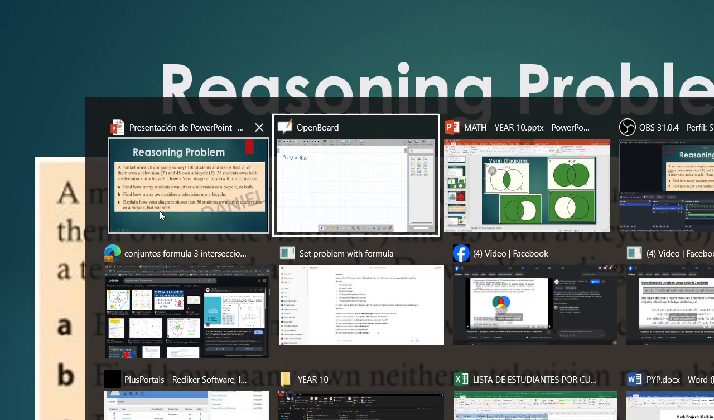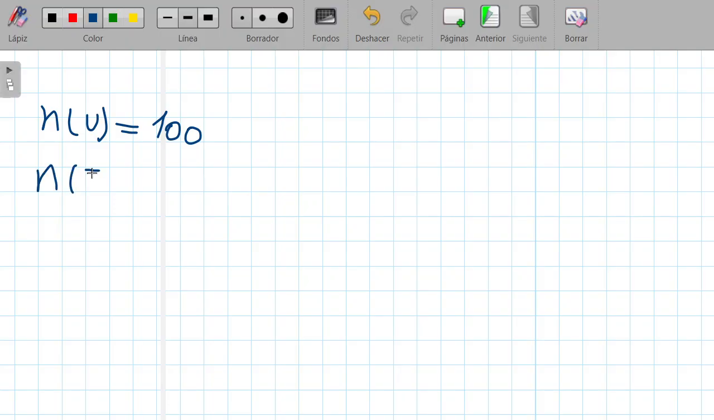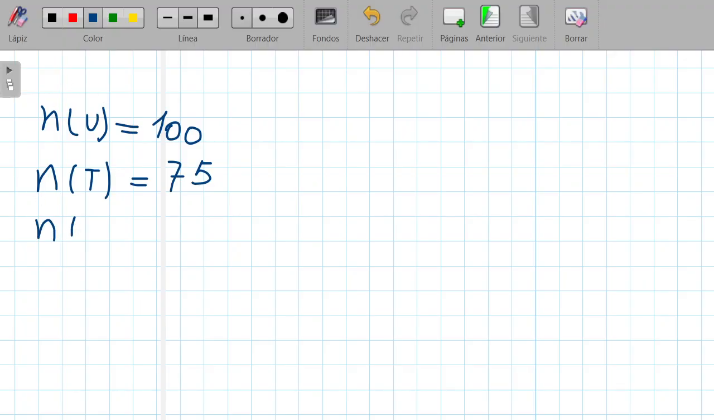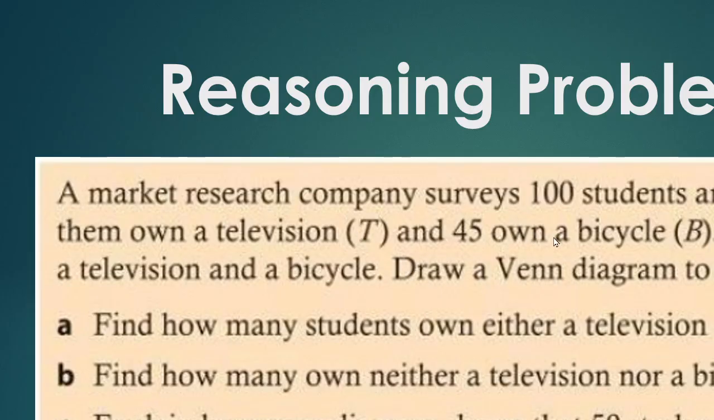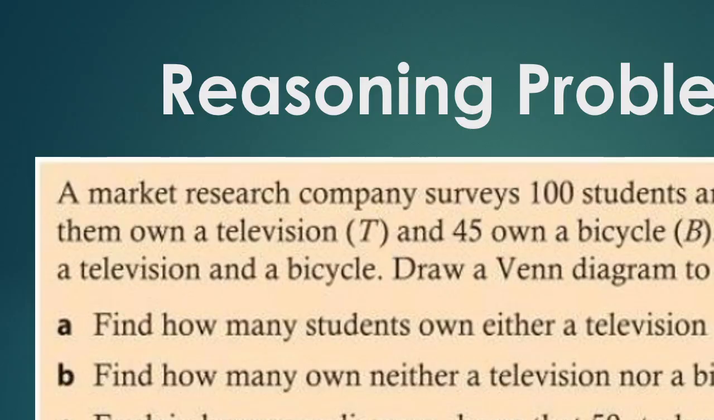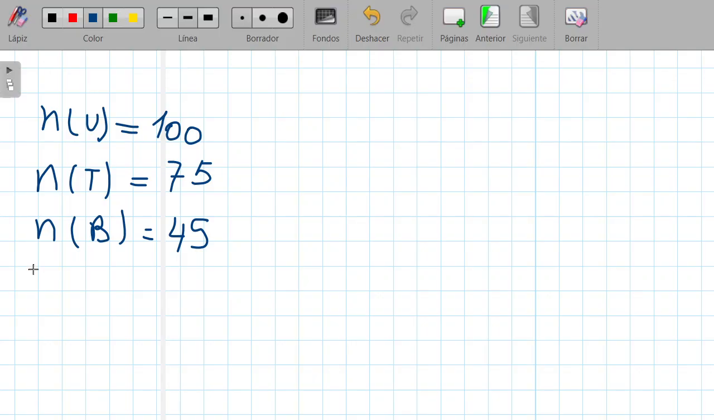75 of them own a television, so we can say the number of elements that have a television is 75. And the number that have a bicycle, NB, is 45. So in this case, we are going to represent it with the number of people who have a television, the number of people who have a bicycle, and 35 students who have both. So that will be the ones who have a television and a bicycle, which is 35.